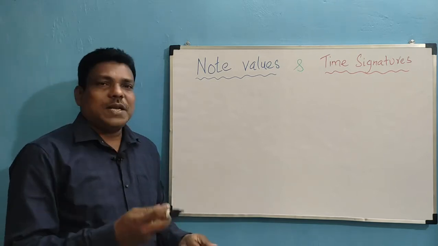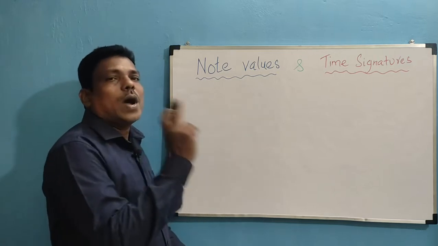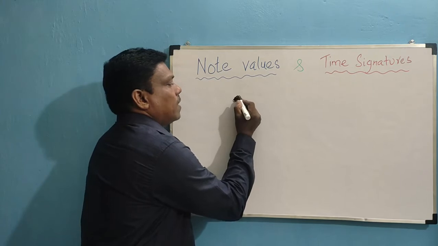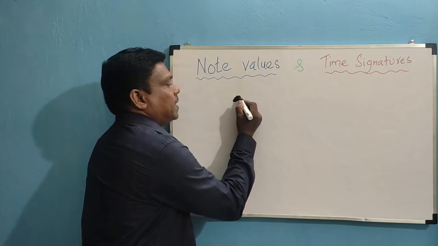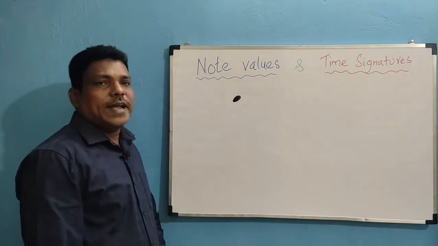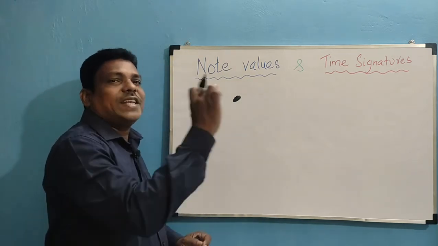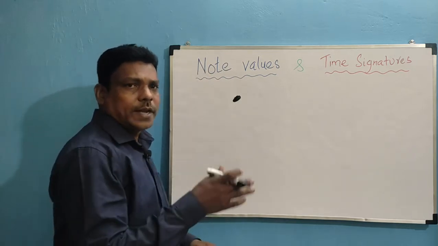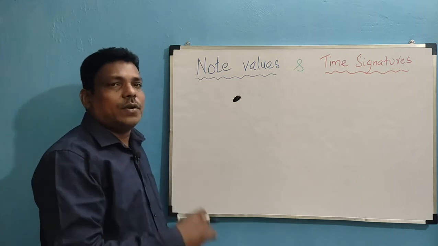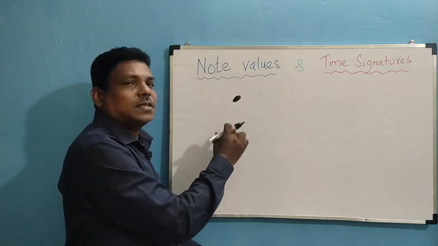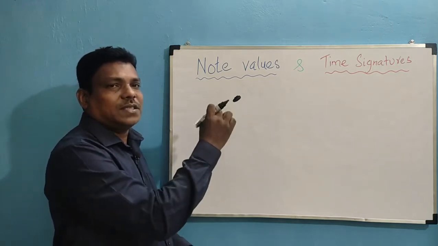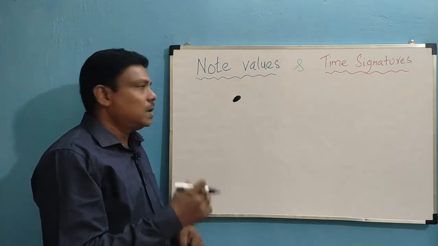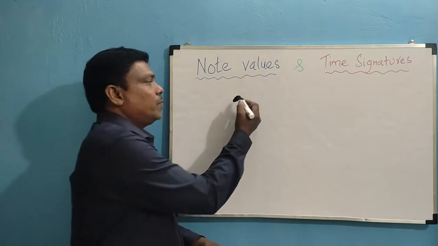Let's see what symbol is used to denote one beat. This oval-shaped thing is called a note head. This note head will be placed on the staff to show what note it is. Already we did this in the lesson on staff and notes. If you place this note on the first line, what will be the name? If you place this note on the first space, what will be the name? Those things we discussed in the previous classes. Next, now we are talking about the value.